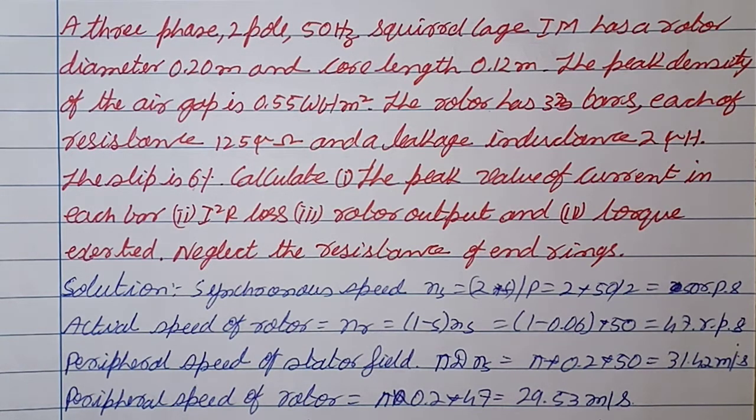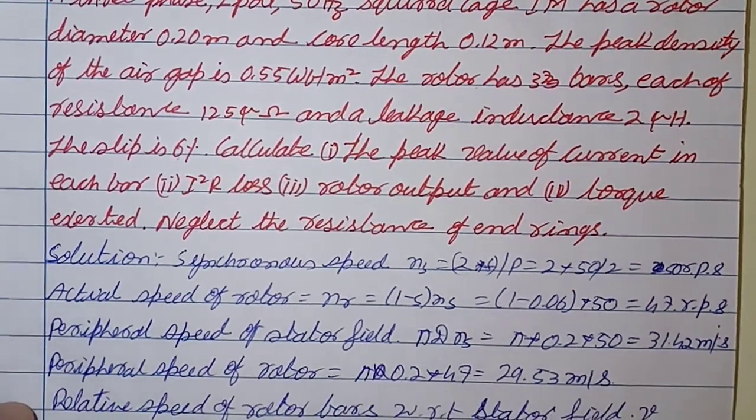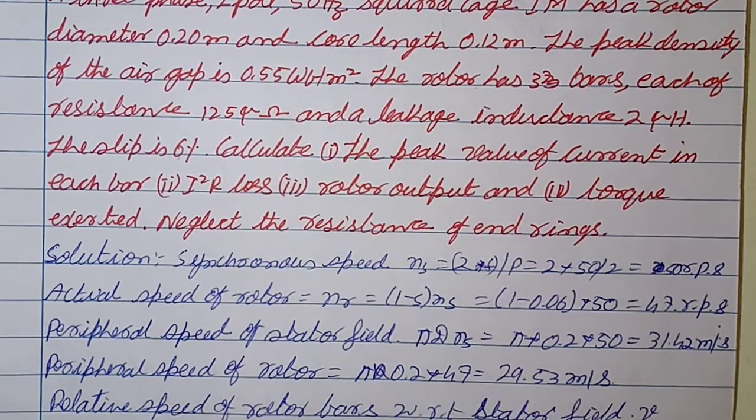Second, the I square R loss. Third, the rotor output. And last, the torque exerted. Neglect the resistance of end rings. So solution: synchronous speed ns is equal to 2f by P, which is 2 into 50 divided by 2, which is 50 rps. Actual speed of rotor nr is equal to 1 minus s into ns. The s is the slip, which is given as 6%. So 1 minus 0.06 into 50, which is 47 rps.